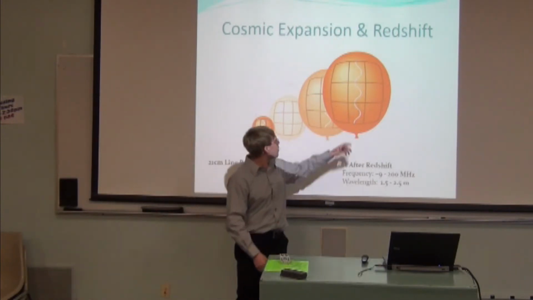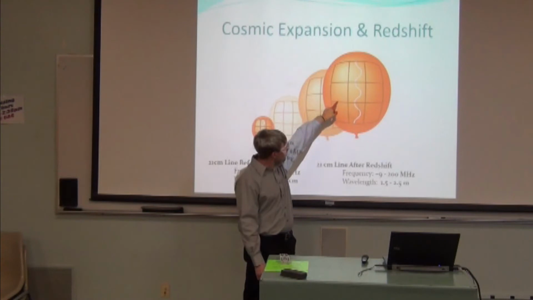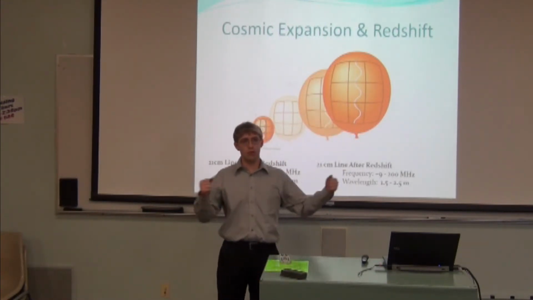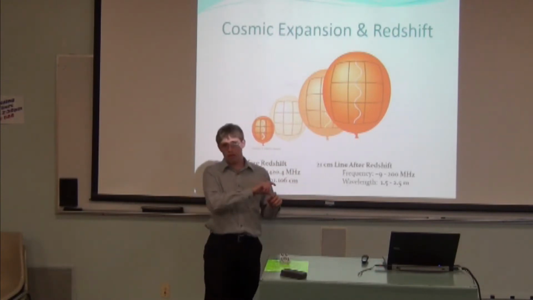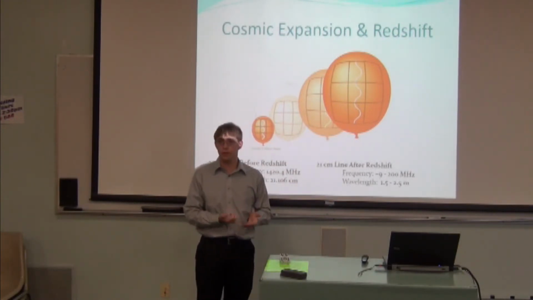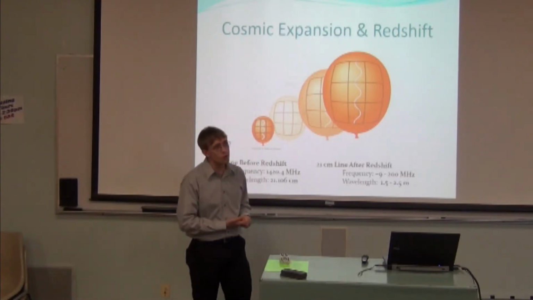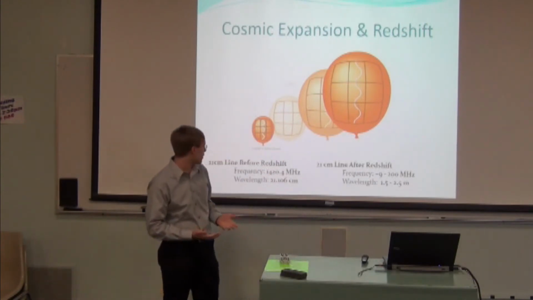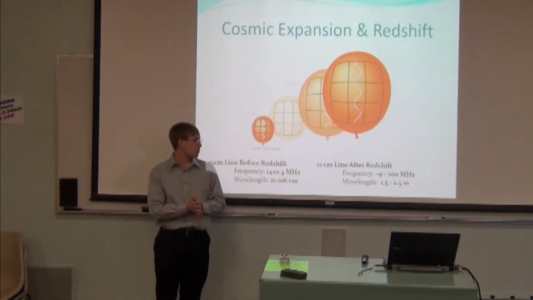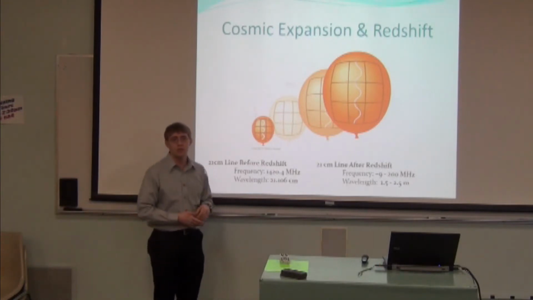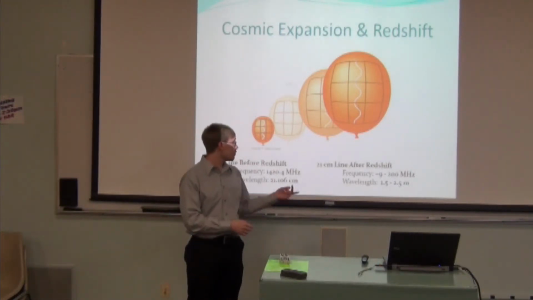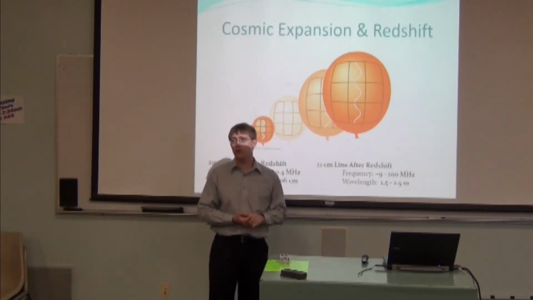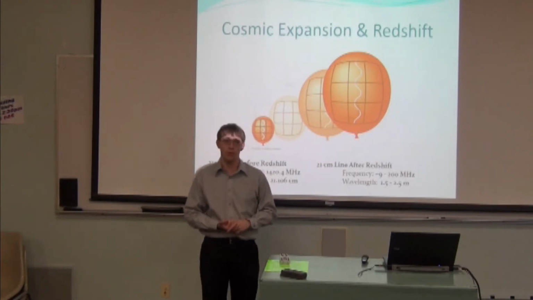So on the larger balloon, the wave is stretched. It's almost like taking a slinky and pulling it apart: it gets stretched to a longer wavelength and lower frequency. Because this happened over the course of 13 billion years, we have a dramatic change in wavelength from about 21 centimeters to 2 meters, which is a very large change. And the frequency after the redshift, as we observe it today, is between 10 and 200 megahertz, depending on where in the dark ages we're looking.